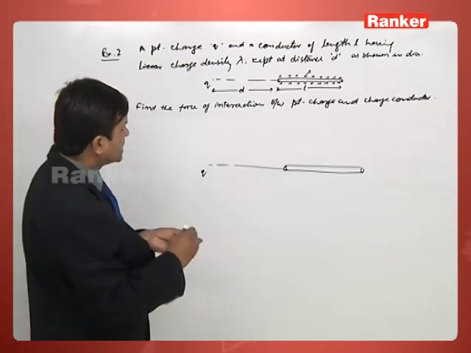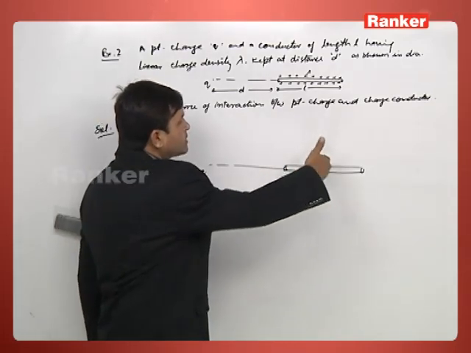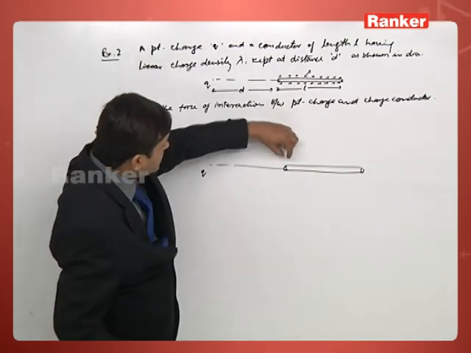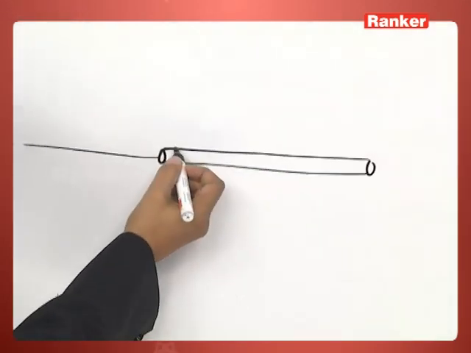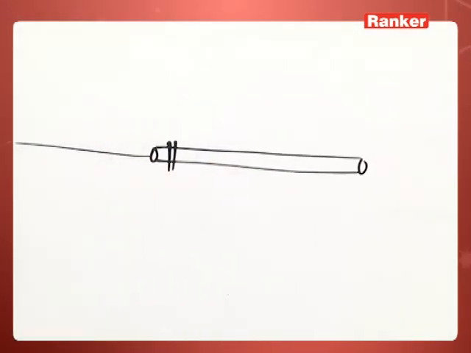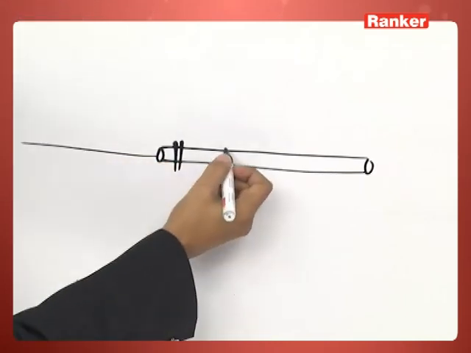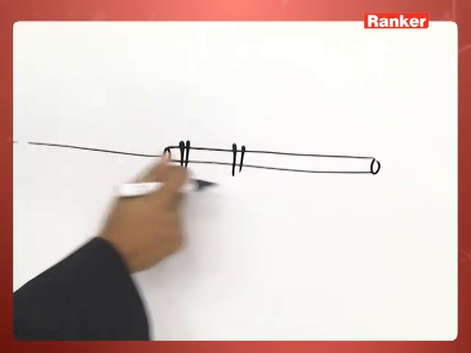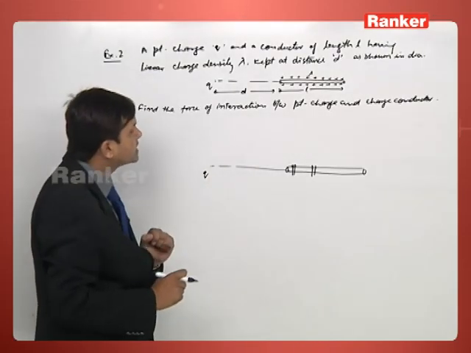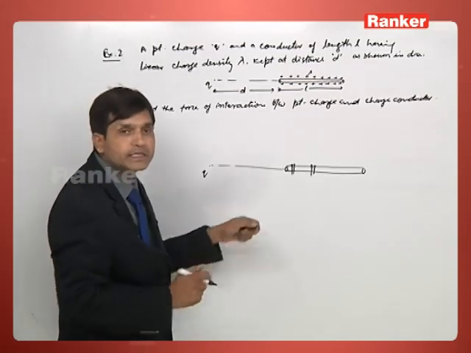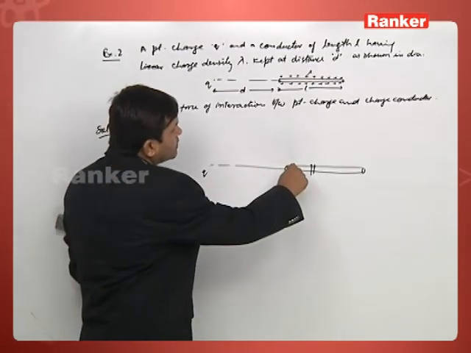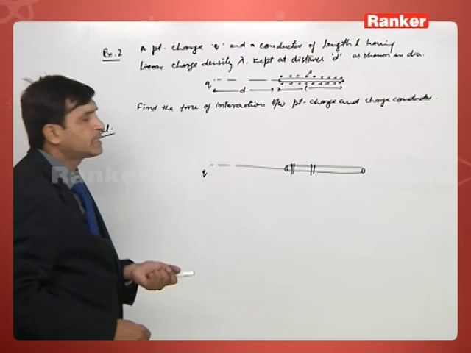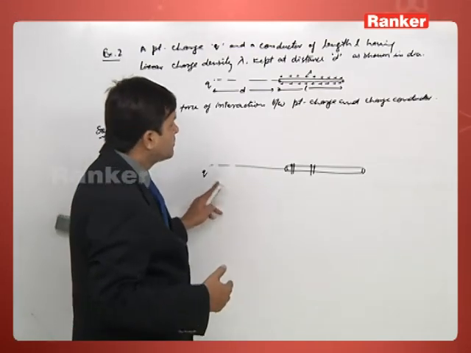Now this conductor can be divided into different point charges, just like particles. If we take one particle somewhere here, the distance of that particle from here is different, and if we take another particle here, the distance is different again. But what is the same is the direction of force. As this is a positive charge and this is also a positive charge, the direction is the same, so we can directly do algebraic addition in this direction.